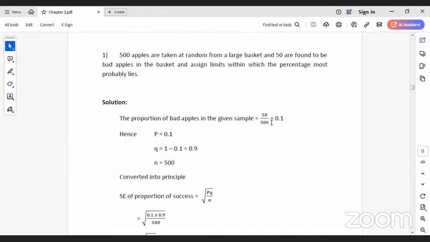Then Q is equal to 1 minus 0.1. That is failure. 0.9 is the failure. So success is 0.1 and failure is 0.9. Then N is equal to 500.